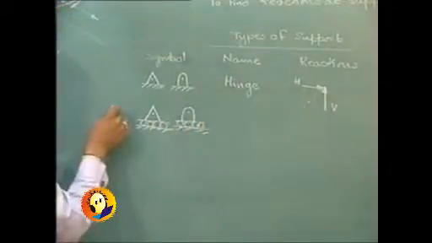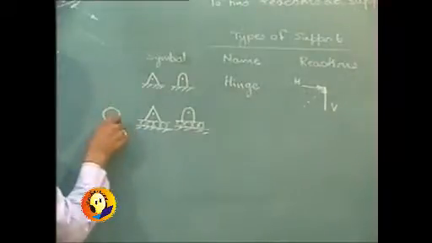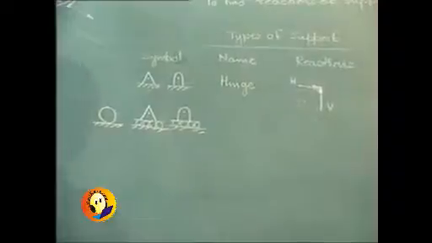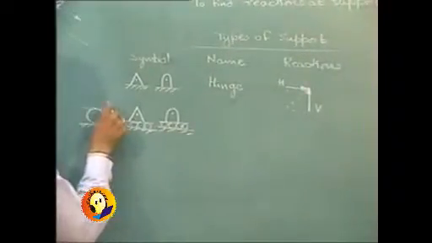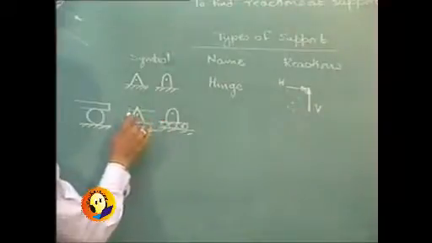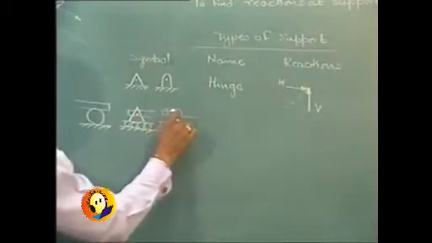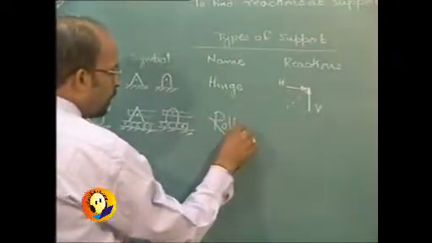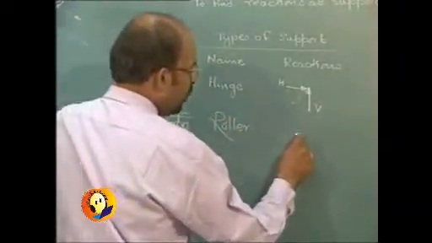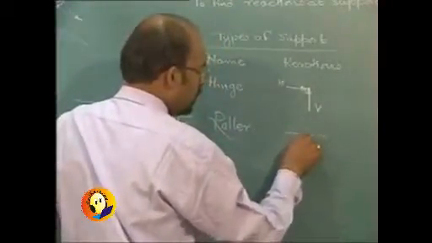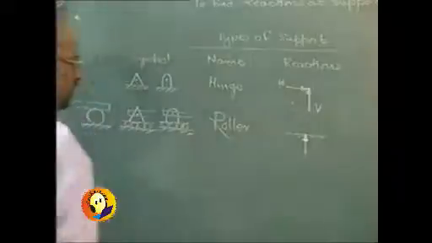Or even there are cases when it is simply shown like this, and the beam will be resting on it. Here the beam could be going like this. Beam could be going like this, called as the roller support. And roller support will always give the reaction perpendicular to the surface on which it is resting.